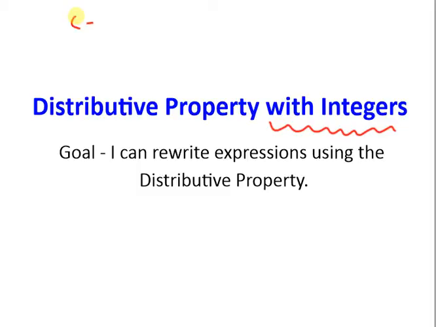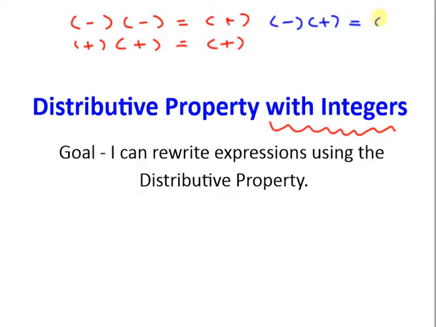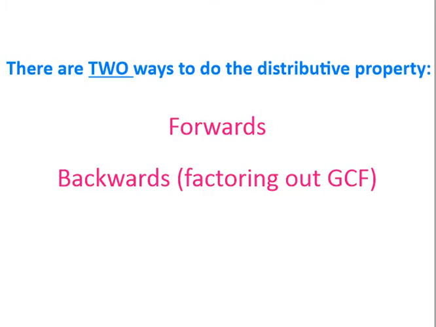So keep in mind that a negative times a negative is going to give you a positive. A positive times a positive is going to also give you a positive. On the flip side, a negative times a positive is going to give you a negative, and a positive times a negative is going to give you a negative. So same sign, your result is going to be a positive number, and different sign, your result is going to be a negative number. All right, so there are two ways to do the distributive property.